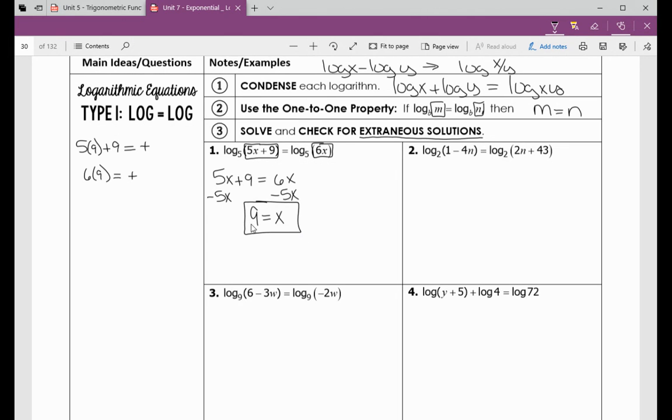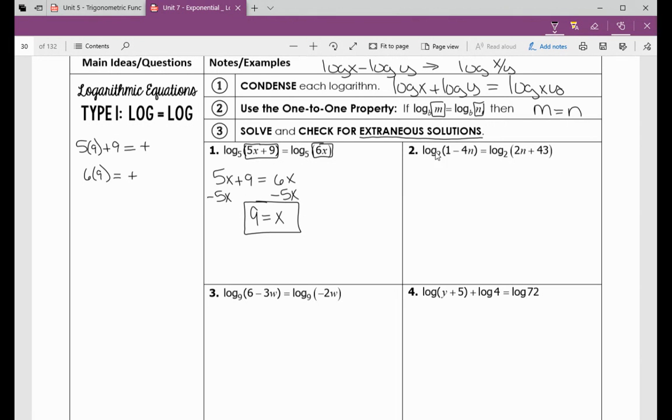Now, if I had taken my answer and plugged it into either one of these places and either value turned into a negative, you have to throw that out. And I do have an example somewhere in here where we do have to throw our solution away.